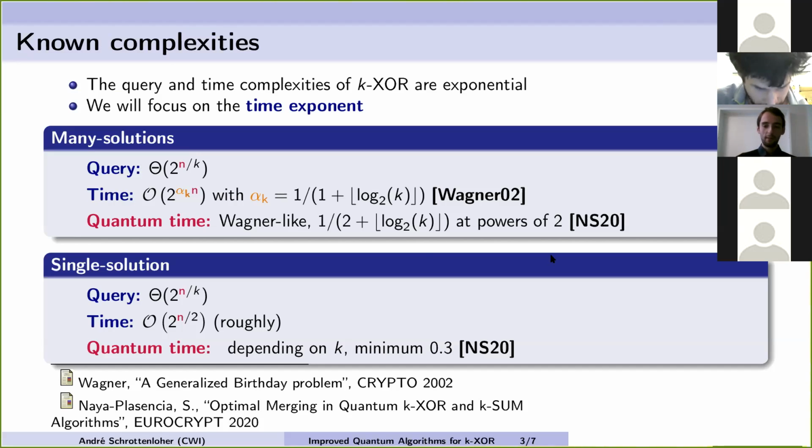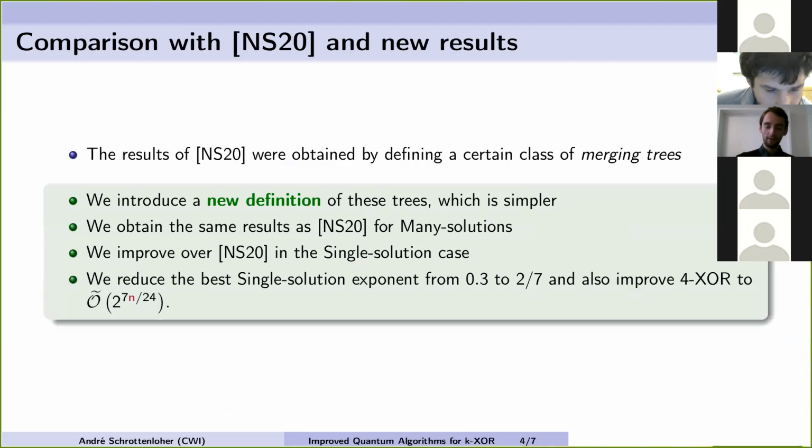Now, there has been previous work on the quantum time complexity, and the best results were obtained in a paper we did with Marie Naya-Plasencia at Eurocrypt 2020. There is something that looks a bit like Wagner's algorithm in the many solution case. And in the single solution case, you get an exponent that depends on k, and it basically reaches a minimum of 0.3 in some cases.